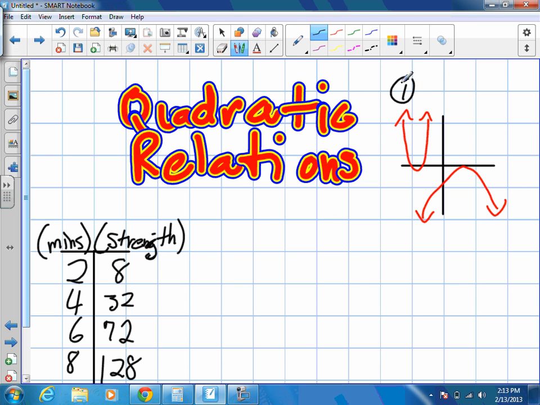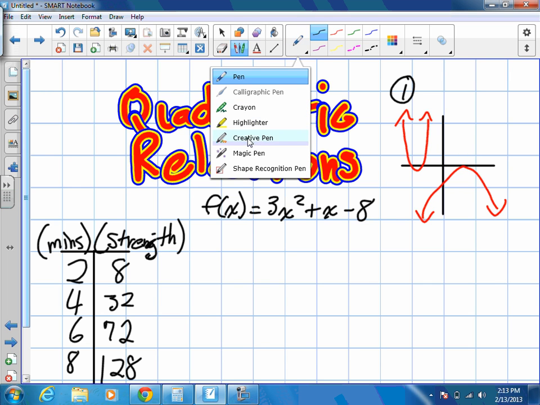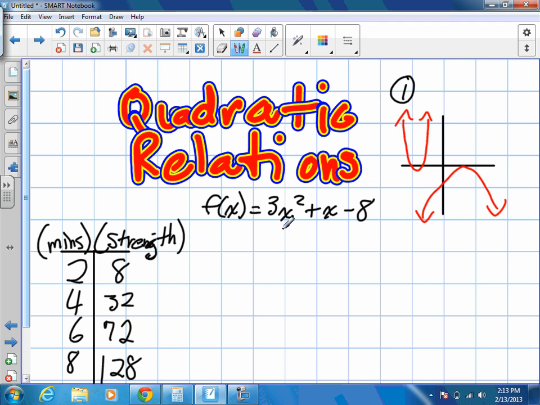So that's our first one. The second way of knowing is f of x is equal to, let's say we have 3x squared plus x minus 8. What type of relationship is this? How do we know it's quadratic? Well, this one is to the power of 2, but this one is to the power of 1. We always look to the exponent with the highest degree. Whatever the highest degree is, that's the type of relationship we're going to have.